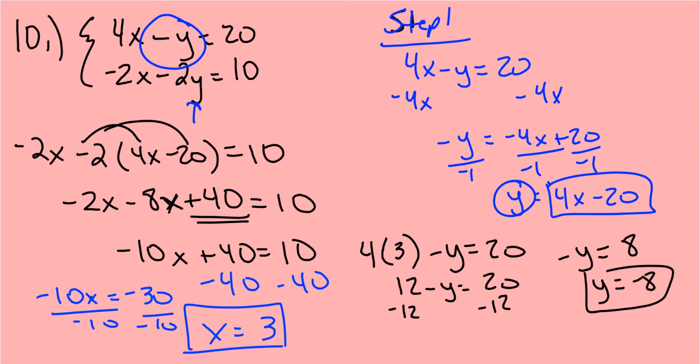There's my answer for x. There's my answer for y. Remember, I'm going to write it as an ordered pair. 3, negative 8. And that's my answer right there. And that's it for 10.